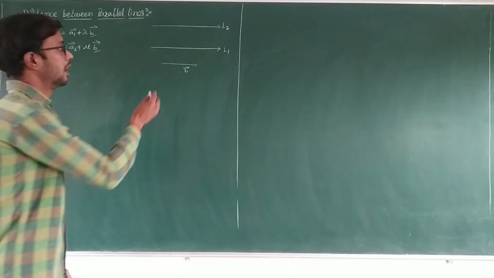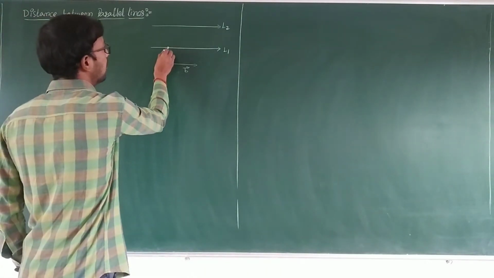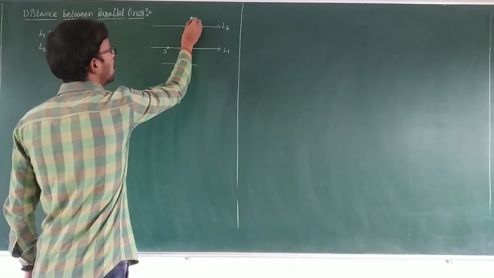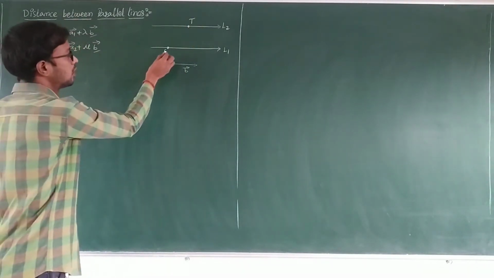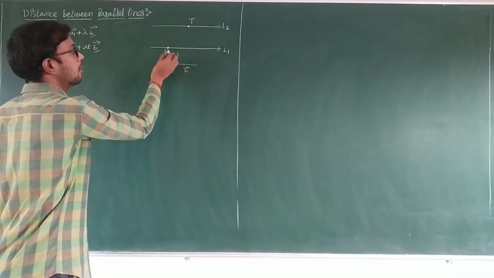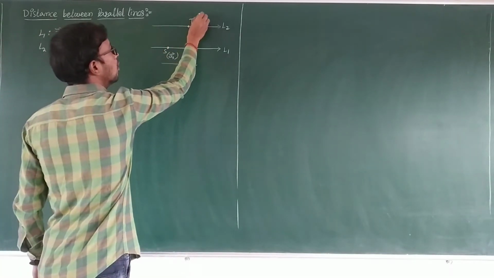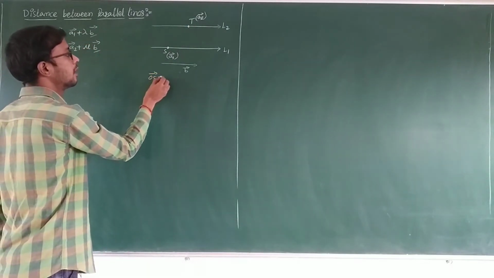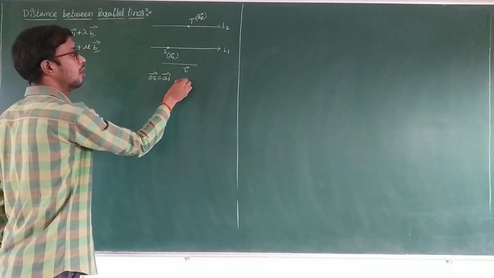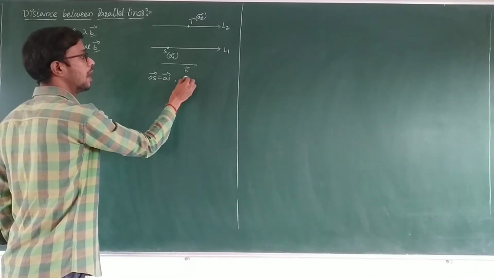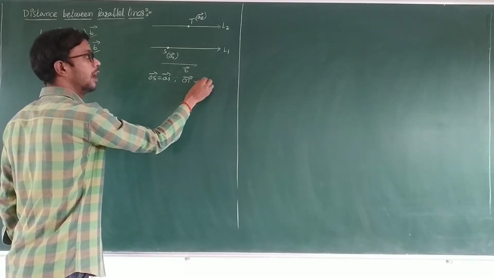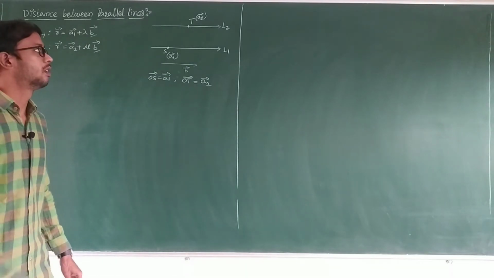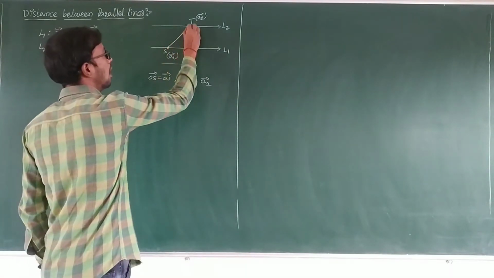So now I am taking S as a point on L1 and T as a point on L2 with position vectors a1 bar and a2 bar. That is nothing but OS bar is equal to a1 bar, OT bar is equal to a2 bar. Position vectors we are taking. Now I am joining S and T.